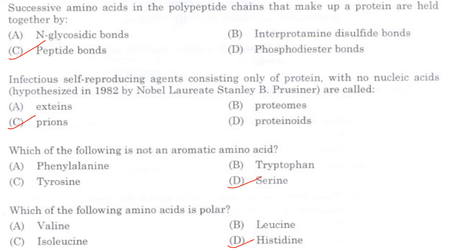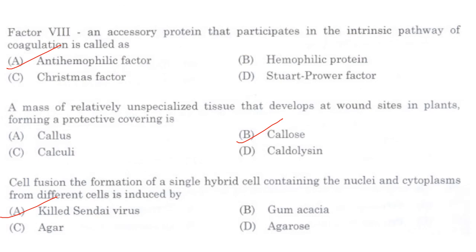Which of the following amino acids is polar? Out of these given examples, valine, isoleucine, leucine, histidine, histidine is the polar amino acid. Answer is option D. Then next one.